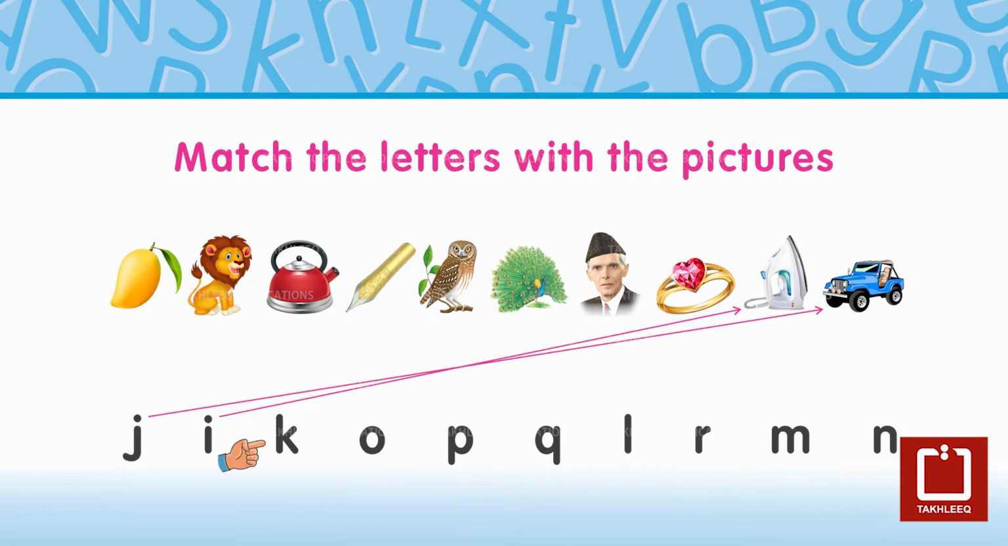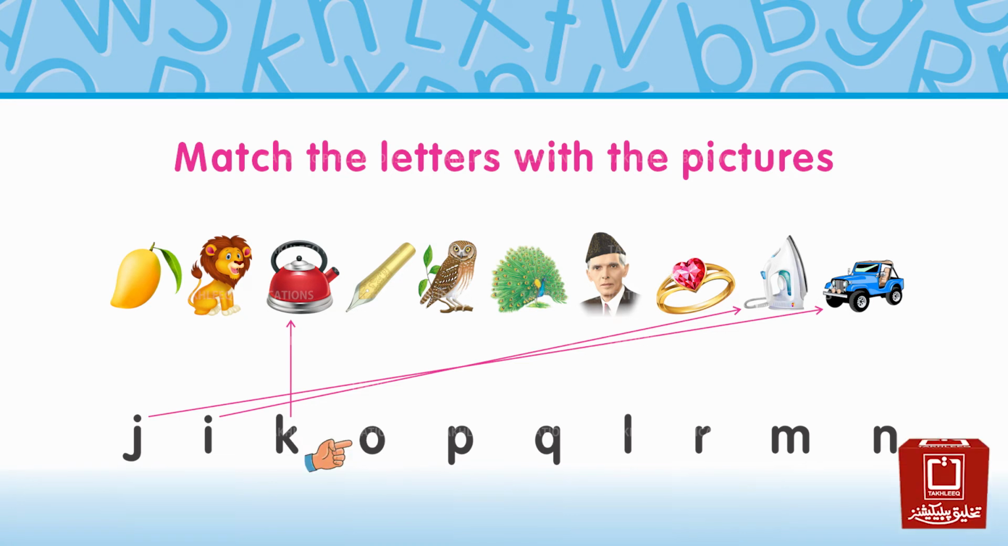K stands for cattle. Now we search the picture of a cattle. Mango, lion, cattle. Yes, this is the picture of a cattle. So we match K with the picture of a cattle.